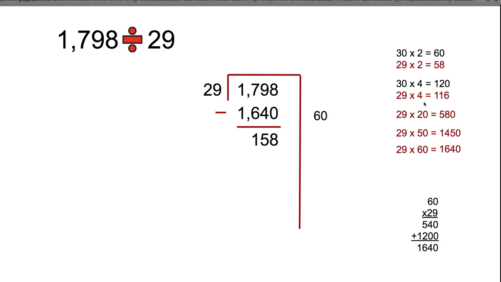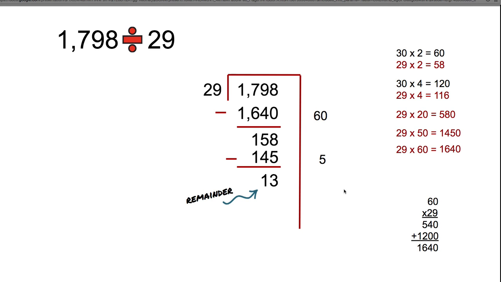All right, so now I'm looking back over here. 20 is way too big, but 4, I have 116. But you know, I think I could still add 29 and be under the 158. Let's do that. So that's going to be 145, okay? So if we subtract that, that gives us 13. But wait, 13 is smaller than 29. 29 isn't going to go into 13. So this is going to be our remainder.